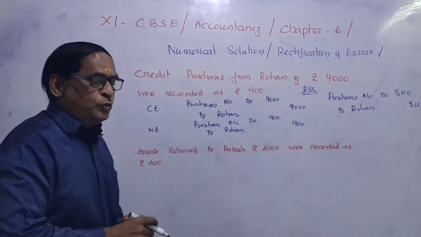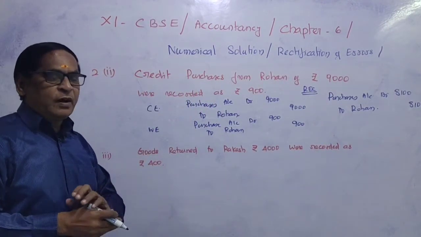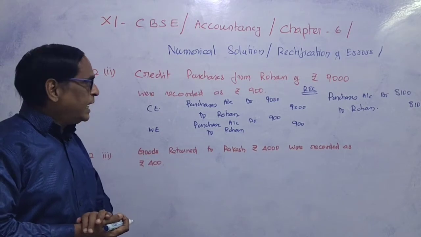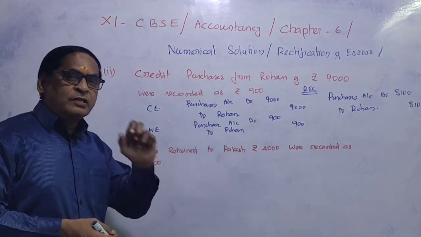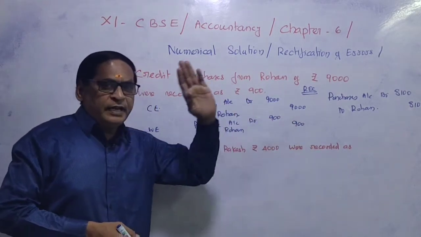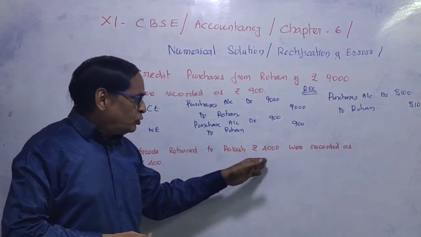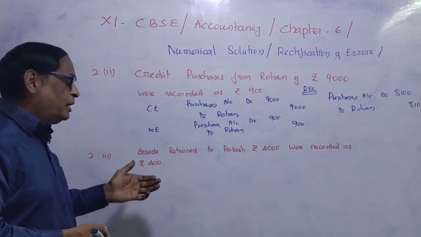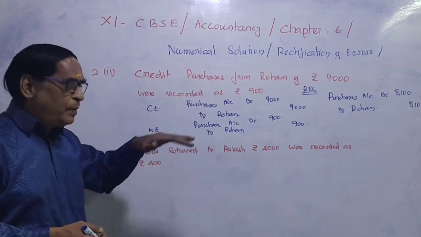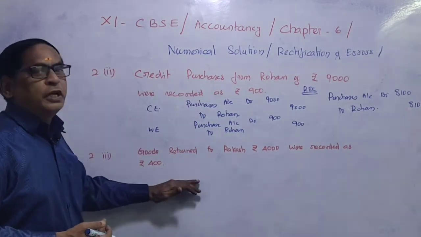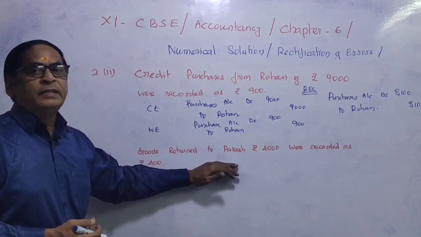So then what should be the narration? The credit purchase from Rohan of rupees 9,000 recorded as 900 rupees was now rectified. You have to write like that, the narration. And then goods returned to Rakesh, rupees 4,000, were recorded as rupees 400. Here also the same type of transaction. But goods returned to Rakesh means that is a purchase return.